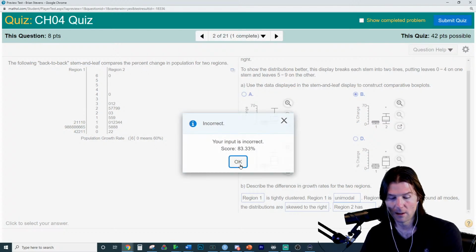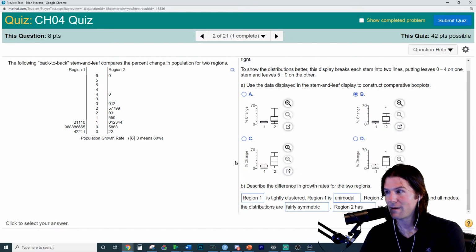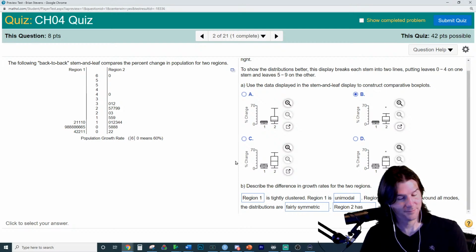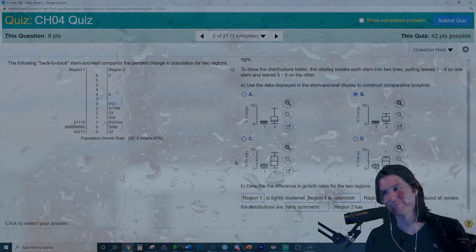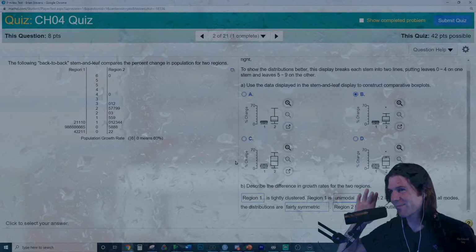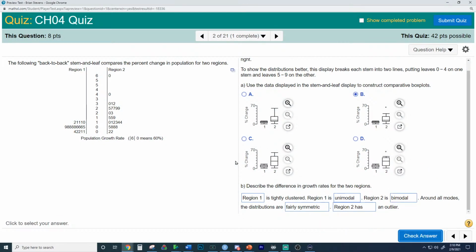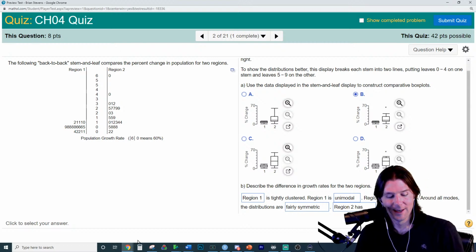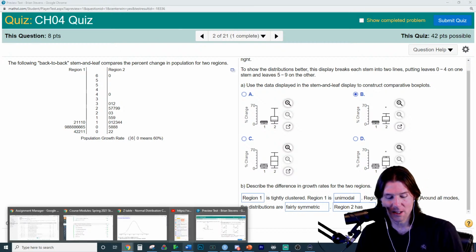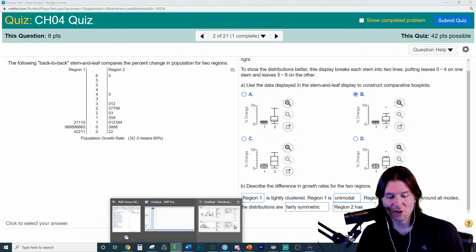Did we do it? Oh my gosh, what did we do wrong? Bimodals, is it going to be symmetric? Fairly symmetric versus skewed right. Not fair. Not fair. Good thing we put that in the video right here. If you got that wrong, just please tell me. If you're watching this video and you got that wrong, I do think that's a little bit unfair. That's a little bit subjective.